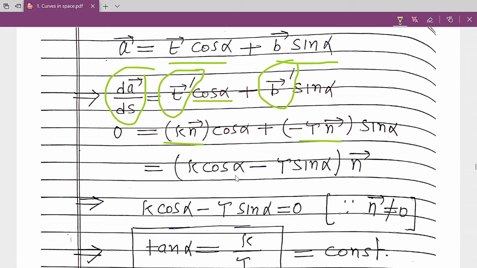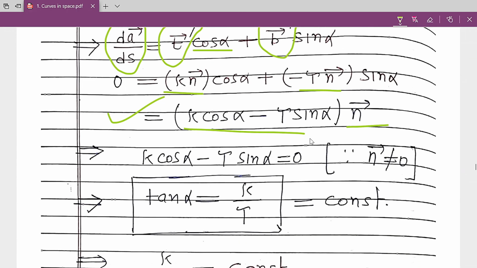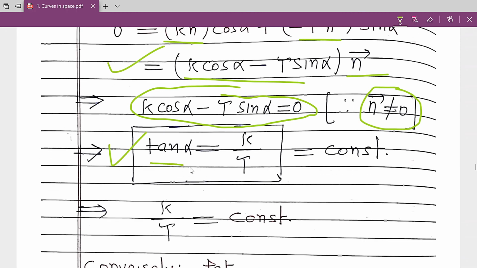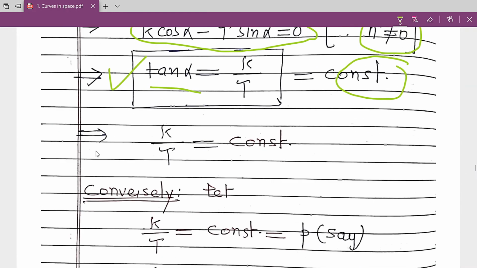We get (kappa cos alpha minus tau sin alpha) times the n vector, and this term is equal to 0. If this term is 0 and the n vector is non-zero, it means kappa cos alpha minus tau sin alpha is equal to 0. So from this we get tan alpha equal to kappa by tau, and this is a constant. Clear? So it means kappa by tau is a constant value. So that is the first part.